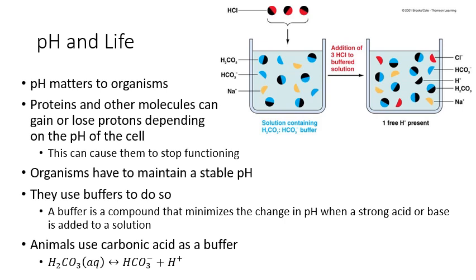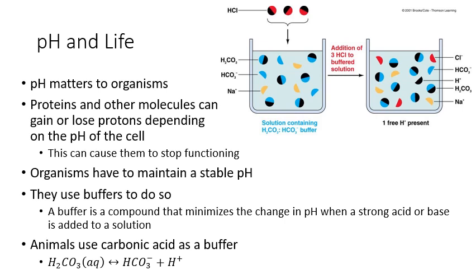In order to maintain a stable pH, organisms will use buffer systems. A buffer is any compound that is able to prevent the pH from changing when you add an acid or a base to the solution. Normally, if you added an acid to a water-based solution, it's going to lose protons and you end up with more protons in the solution, which lowers the pH. If you had a buffer there, though, you wouldn't see that happen. The pH would maybe go down a tiny little bit, but not very much.